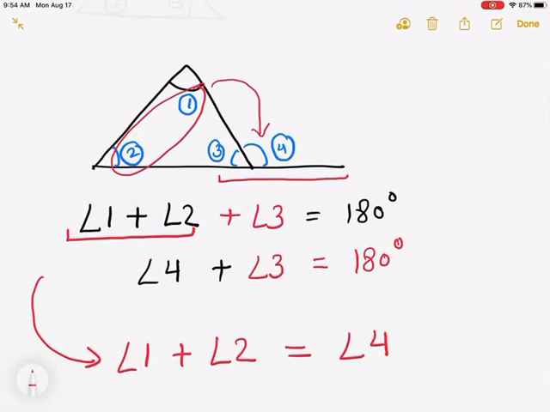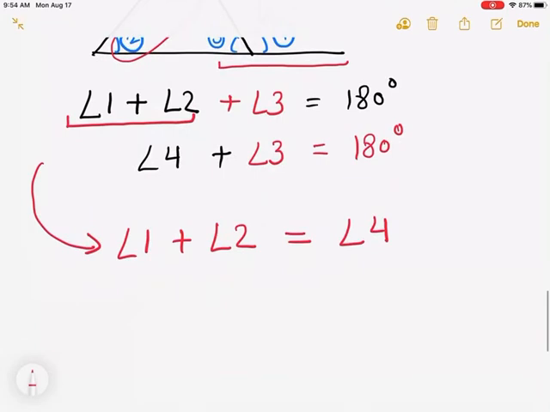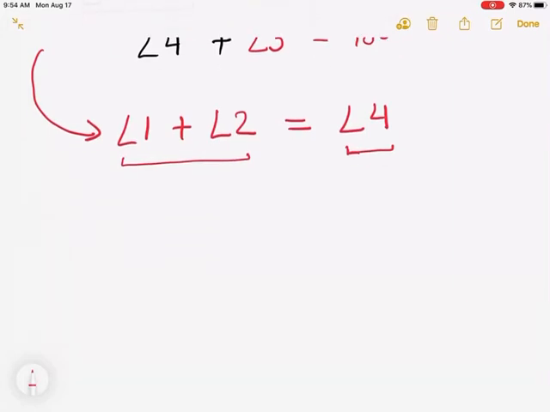Why? Because they both share that tiny piece of angle 3 in there, and both make 180 if you add it at the end. So that's the outside angle theorem. Two inside angles of a triangle would always sum to be equal to one outside angle. All right?